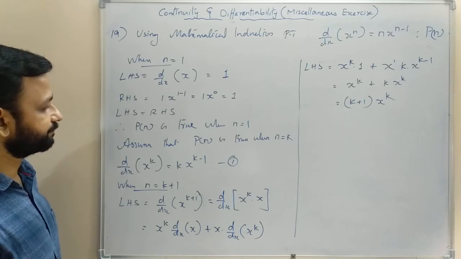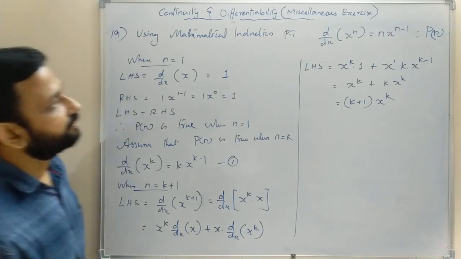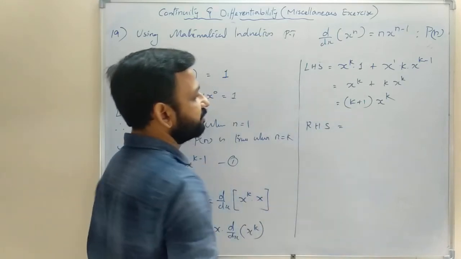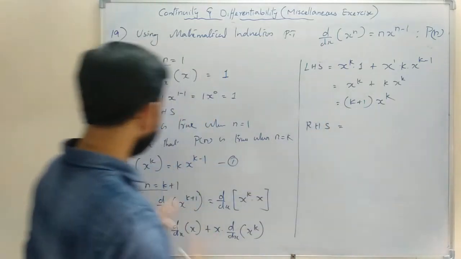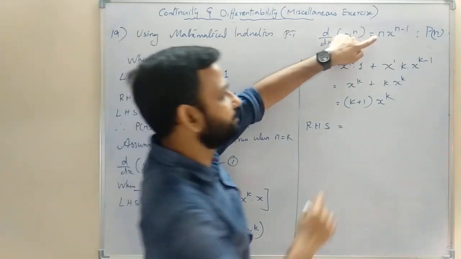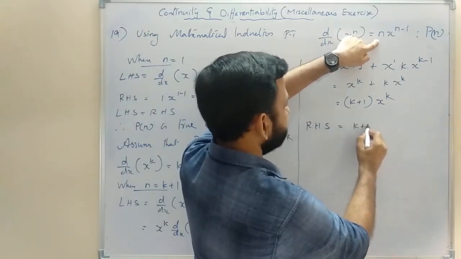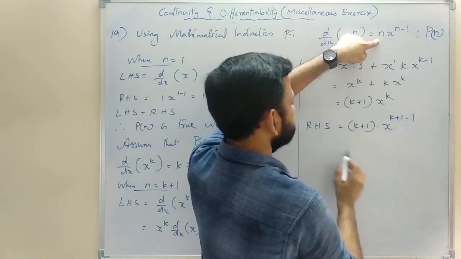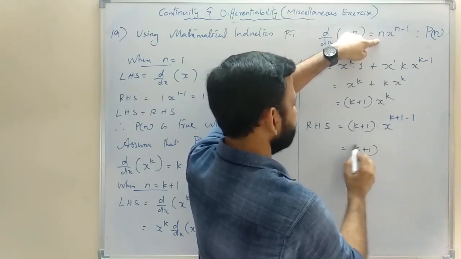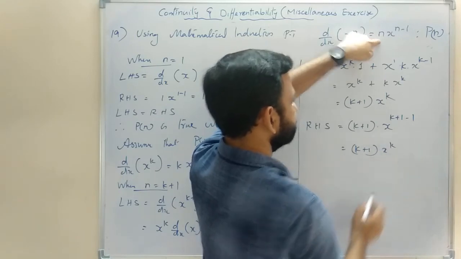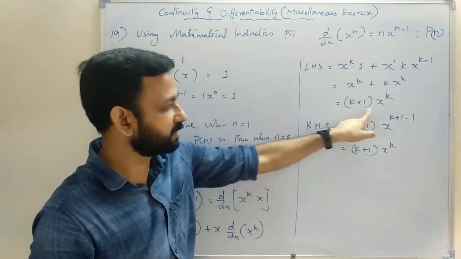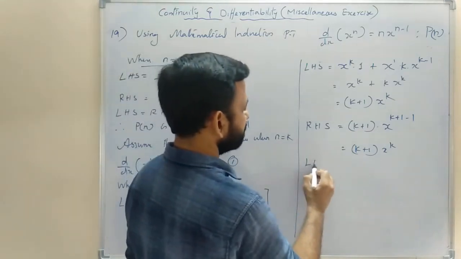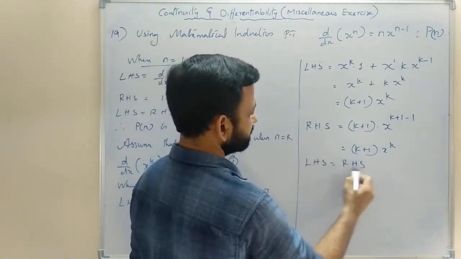Then we will find the RHS, and we need to show both of them are equal. RHS when n is equal to k plus 1 is k plus 1 into x raised to k plus 1 minus 1. That is k plus 1 into x raised to k. So here LHS is k plus 1 into x raised to k, and RHS is also k plus 1 into x raised to k. So LHS is equal to RHS.